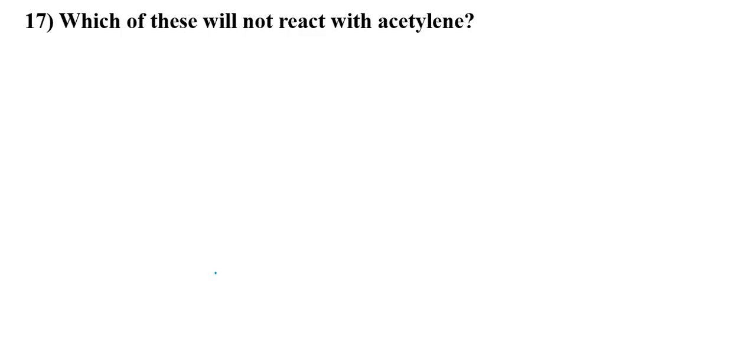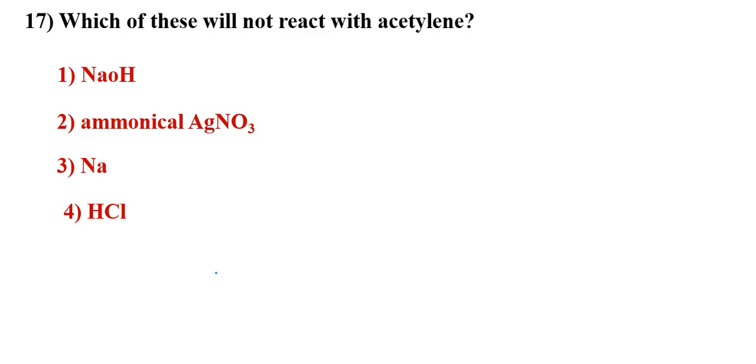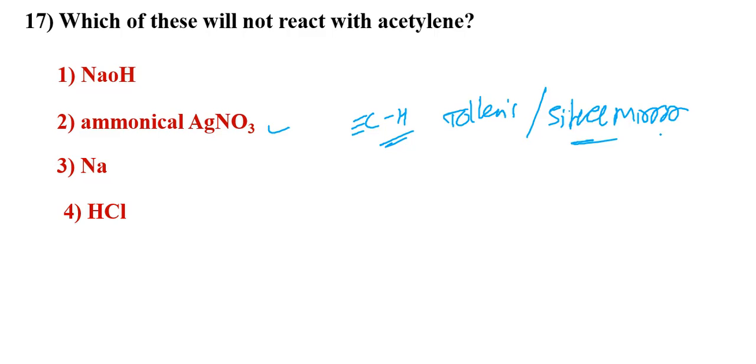Which of these will not react with acetylene? Sodium hydroxide, ammoniacal silver nitrate and sodium, HCl. Ammoniacal silver nitrate, terminal alkynes give this test, that is Tollens test. It is also known as the silver mirror test, because silver is getting precipitated there.